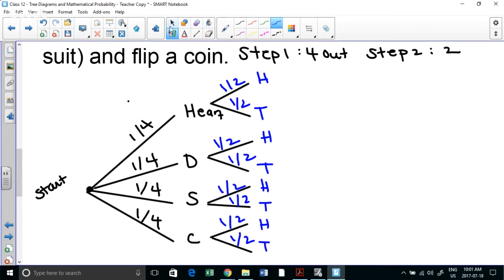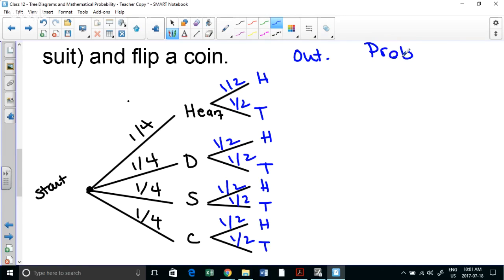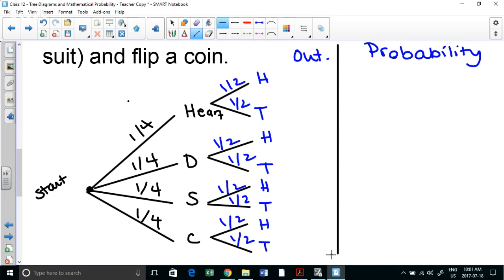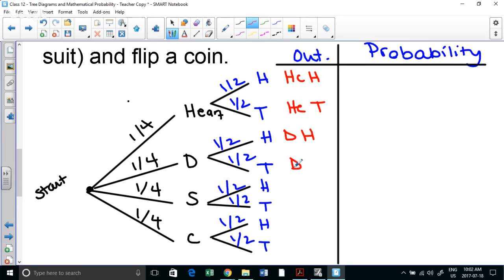So then I make my table of outcome and probability. So here I get heart, heads. Here I get heart, tails, diamond, heads, diamond, tails, spades, heads, spades, tails, clubs, heads, clubs, tails.